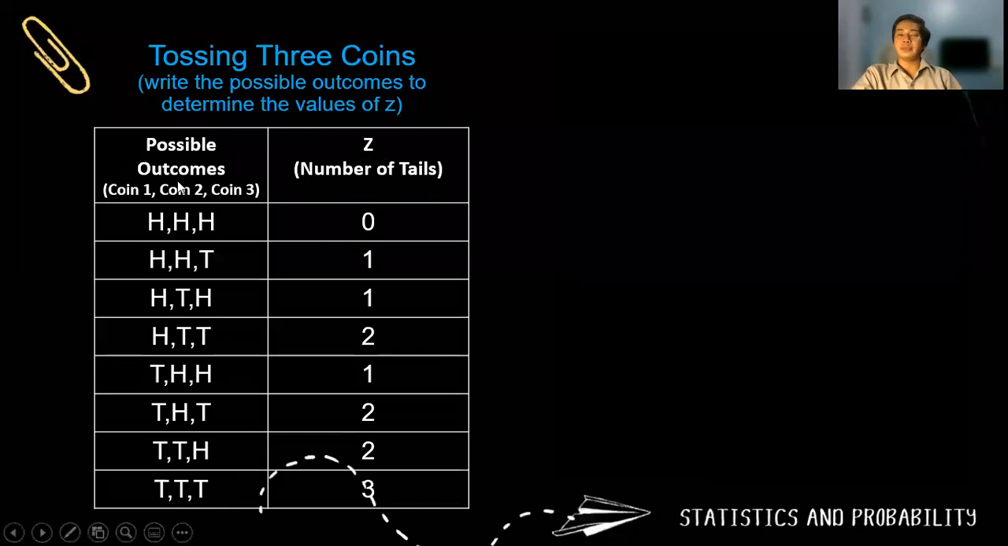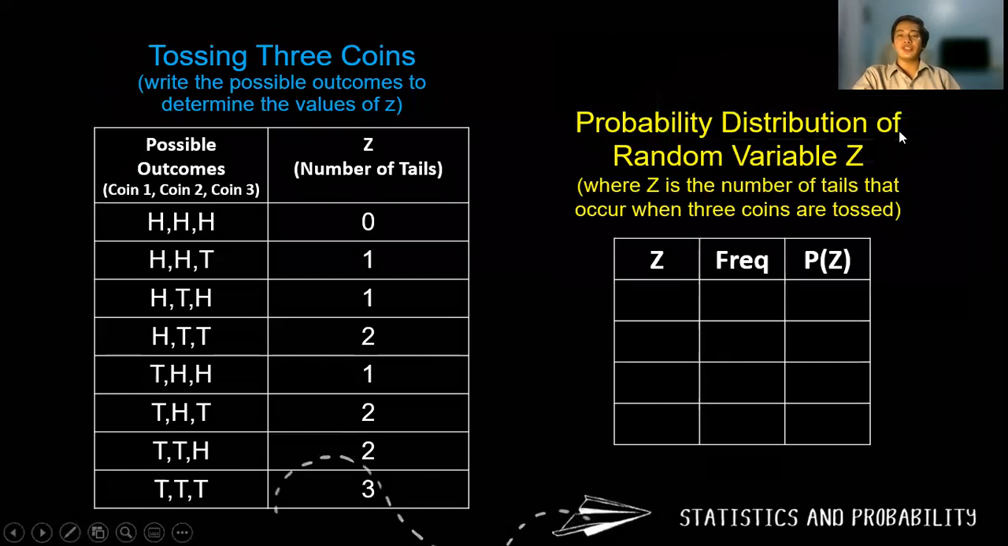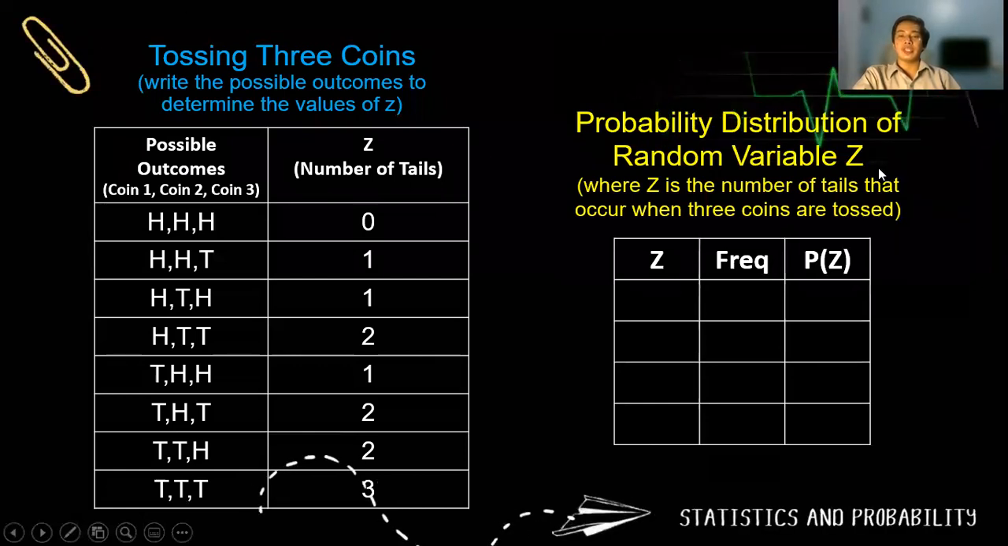After determining the possible outcomes with their corresponding random variable Z, we can now construct the probability distribution. So how do we do that? First, you name the table as the probability distribution of the random variable Z, where Z is the number of tails that occurs when 3 coins are tossed. Again, let us list all the possible values of the random variable. As I've said, we have 0.